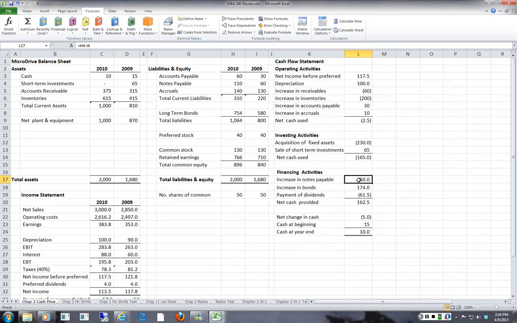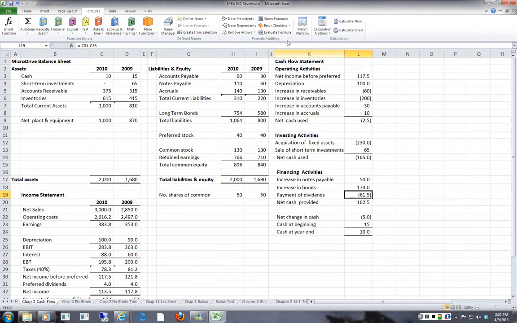Now we've got financing activities, and one of the things we have is an increase in notes payable. It goes from 60 to 110. That increased cash flow. The increase in bonds goes from 580 to 754. That's a $174,000 increase in cash flow. So basically, they've increased their fixed assets, and they paid for a lot of that by this increase in bonds.